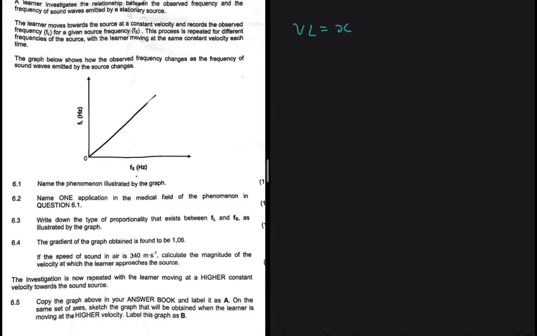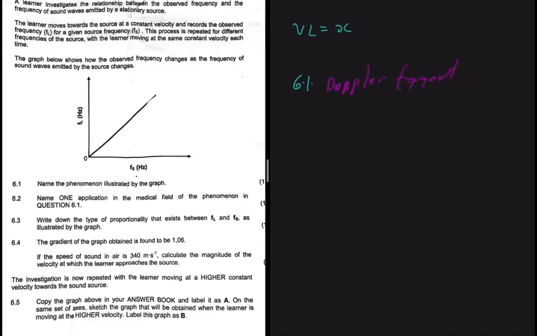And then we have a graph there which we're going to talk about in a moment. But the first question, 6.1. So 6.1 is saying let's name the phenomenon illustrated by the graph. Question 6, grade 12 physical sciences. If the question says name the phenomenon, it's always Doppler effect, right? So that's the answer for 6.1. We have Doppler effect, right?